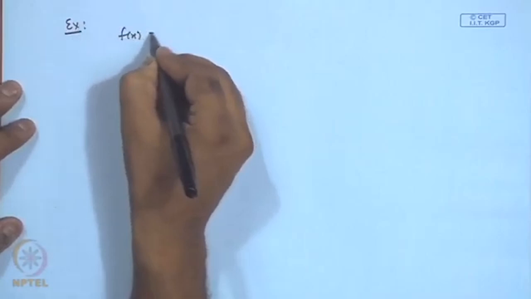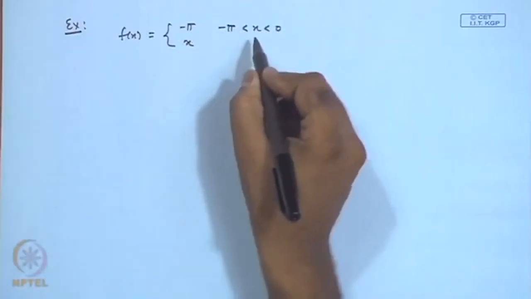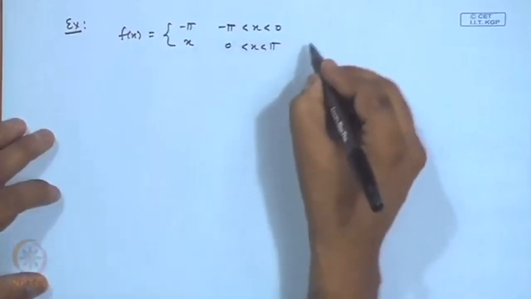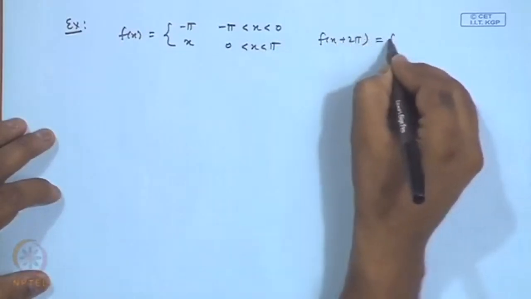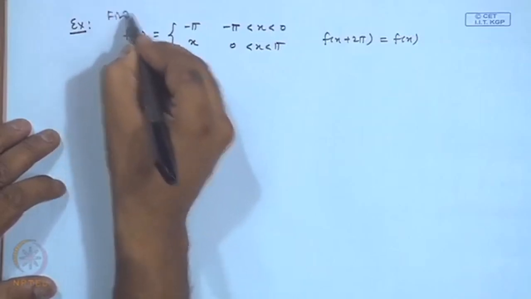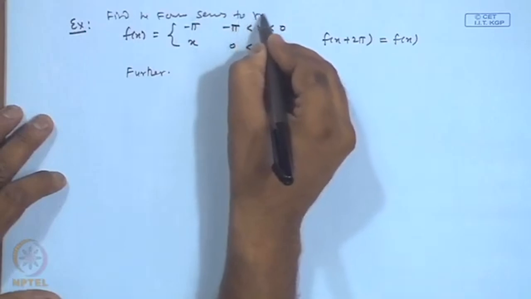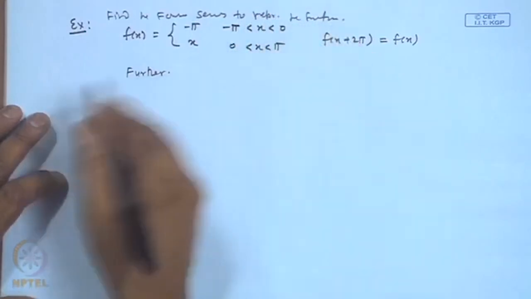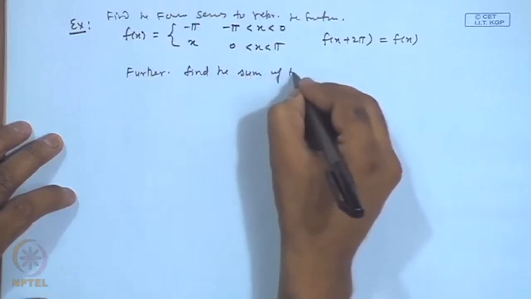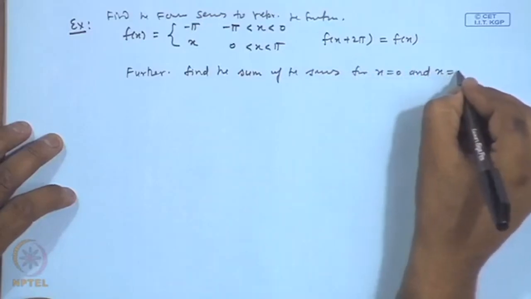Find the Fourier series of the function f(x) equal to minus pi when x is from minus pi to 0, and x when x is from 0 to pi, and the function is periodic, so f(x plus 2 pi) is equal to f(x). Further, find the Fourier series to represent the function defined by this, and further find the sum of the series for x equal to 0 and x equal to plus minus pi.